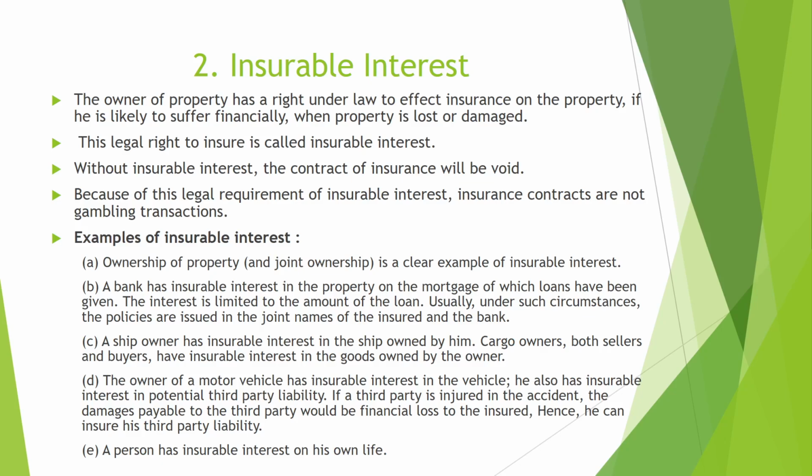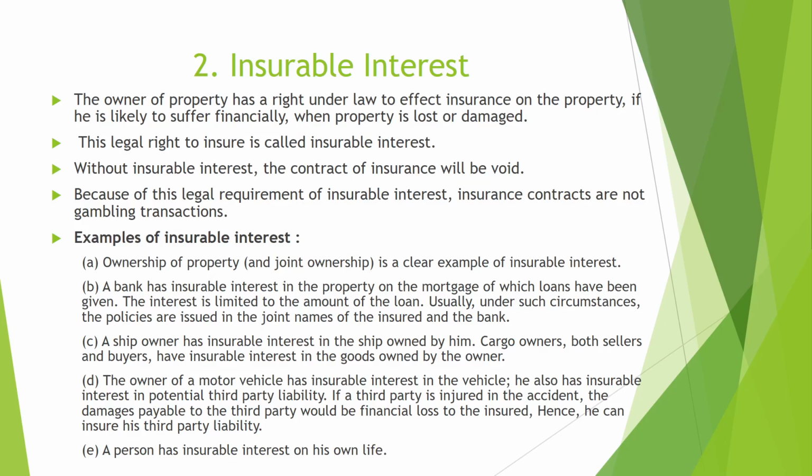So in this condition, what will happen? They will name you and the bank simultaneously to get the right of insurance. So what will happen in the third point? A ship owner has insurable interest in the ship owned by him. Cargo owners, both sellers and buyers, have insurable interest in goods owned by the owner. So if you are transiting any goods, you also have insurable interest.